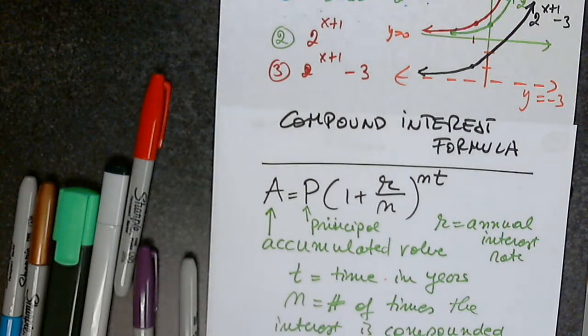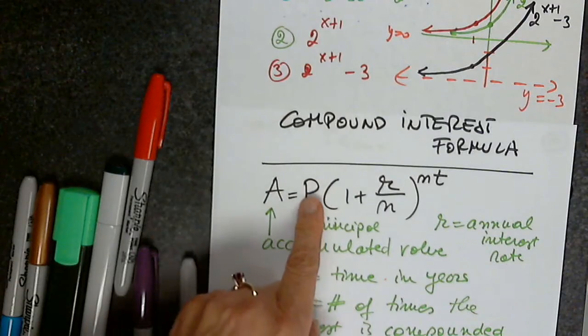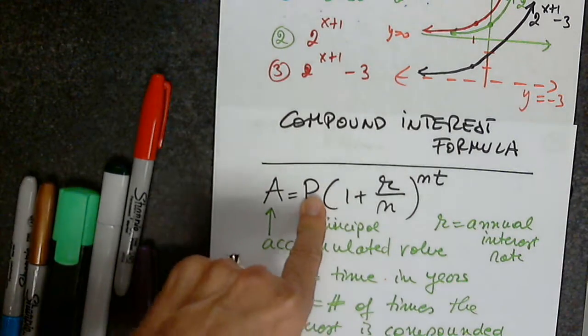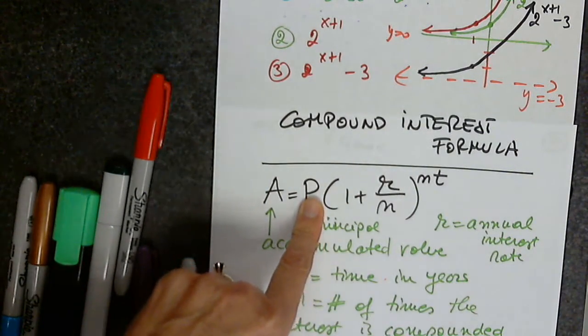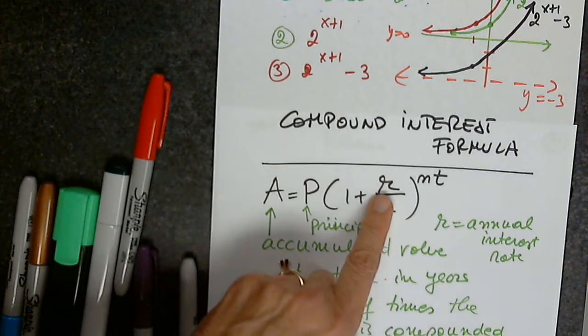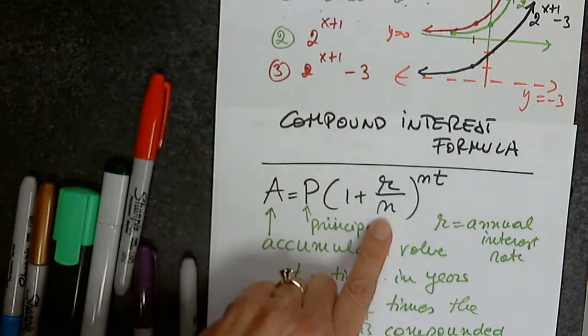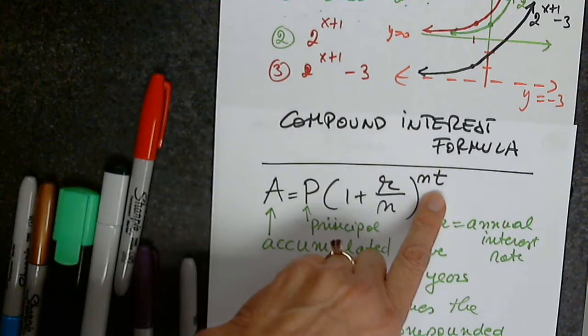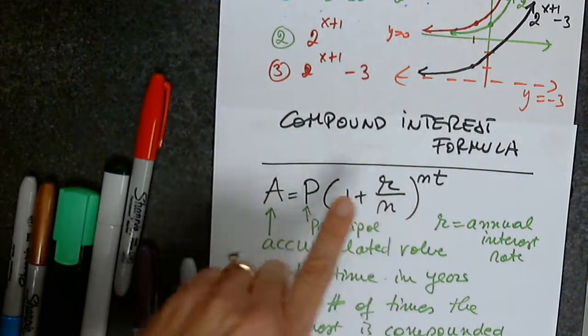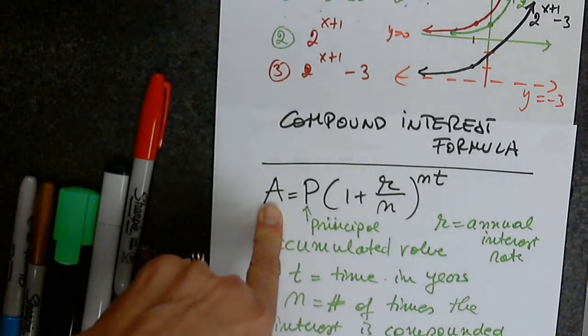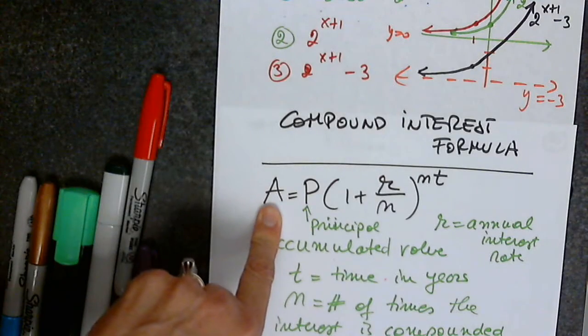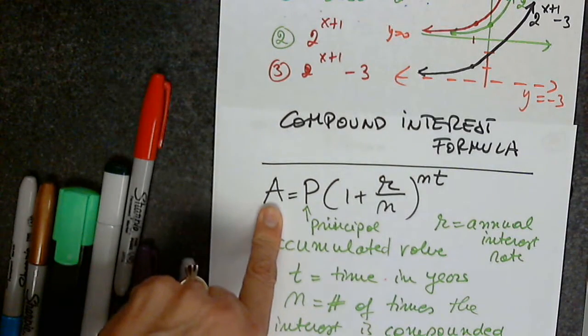It also works the other way around. Let's say I borrow $1,000 from you guys today, and you lend the money to me at 5%. You're calculating the interest twice a year, and I promise to give it back to you in 10 years. This is the amount that I have to give you back in 10 years. So it goes both ways.